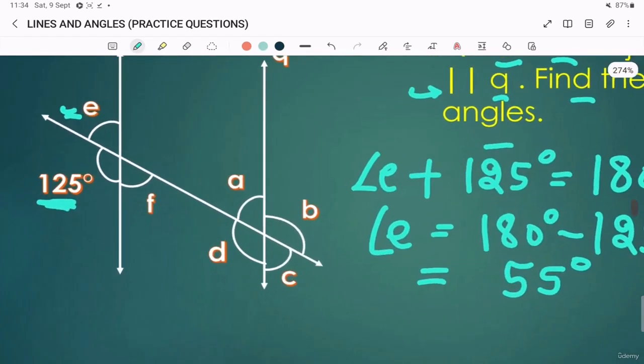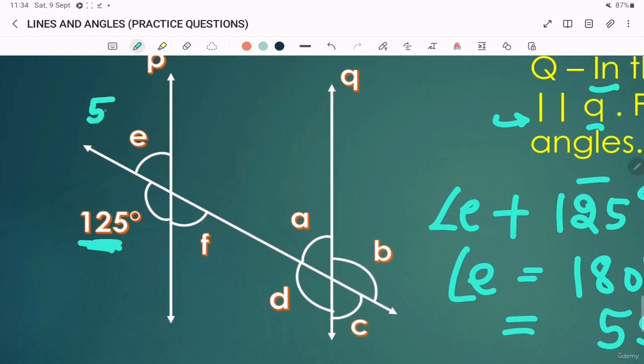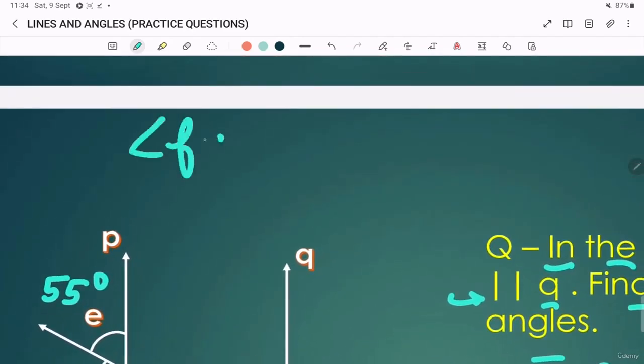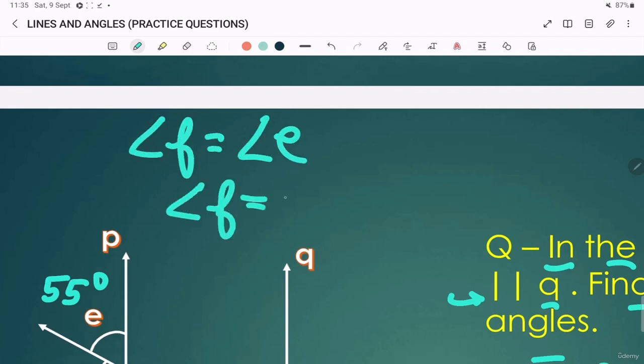So angle E is 55 degrees. Angle E is vertically opposite to angle F, so both of these angles will be equal. Angle F is equal to angle E. Both are vertically opposite angles. Angle E is 55 degrees, therefore angle F will also be 55 degrees.